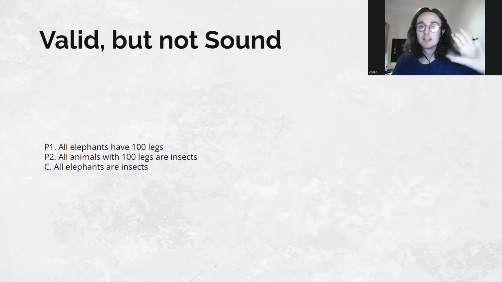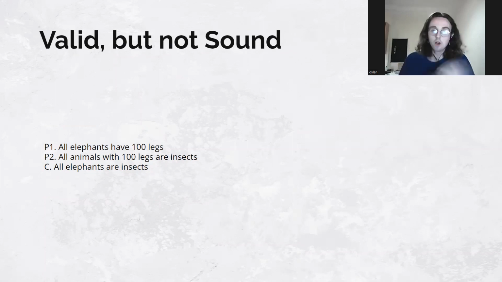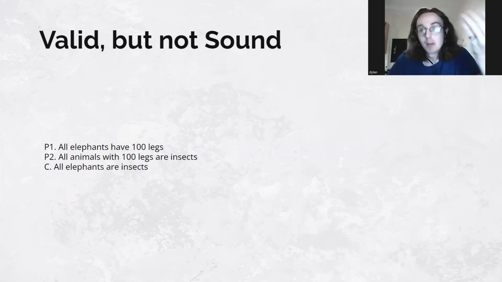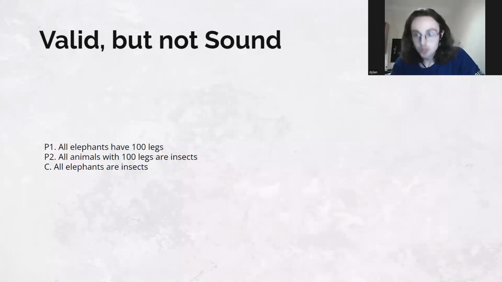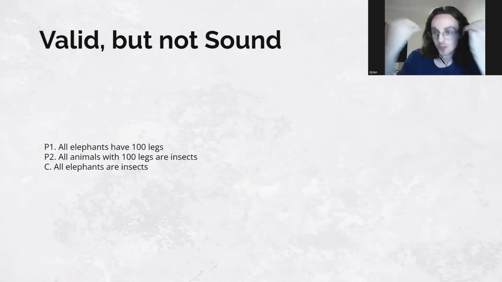This means basically that the premises lead to the conclusion, but the premises aren't true, so the conclusion is not true. So: all elephants have 100 legs. All animals with 100 legs are insects. Therefore, all elephants are insects. All animals with 100 legs, I think, are insects, unless there are some really weird animals that I don't know of. And if all elephants had 100 legs, then it would be true that all elephants would be insects. But the problem is all elephants do not have 100 legs.